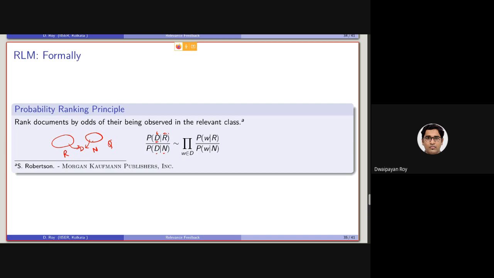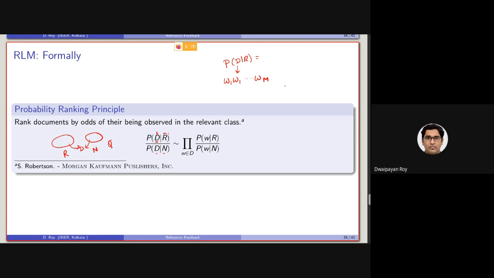And if we make a common word independence assumption, that is that words occur in the document independently of each other, we can approximate these odds based on the individual words in that document. So probability of D given R, in that case, let's say D, that is the document, contains different words, say W1, W2 up to say WM.